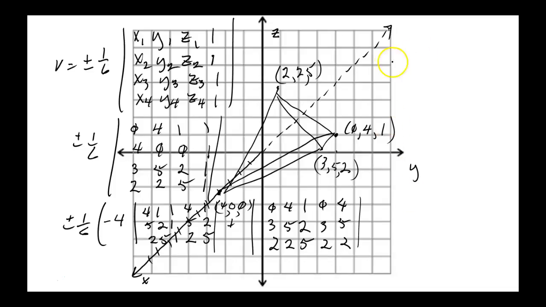So this will be plus or minus 1/6 times negative 4 times, okay, and that would be 8 for the first one, times 2, plus 2, and then plus 10, right, is that 25? 25, excuse me.